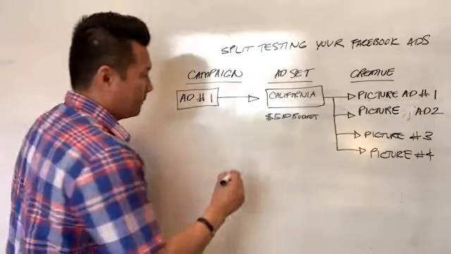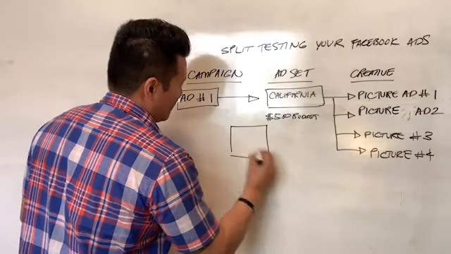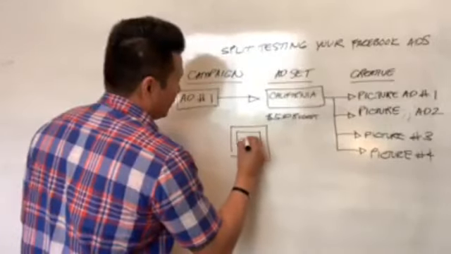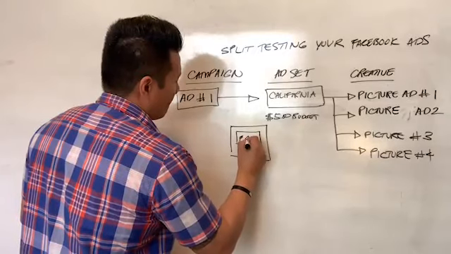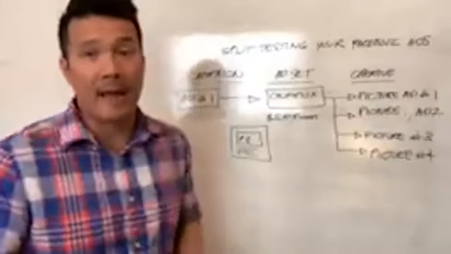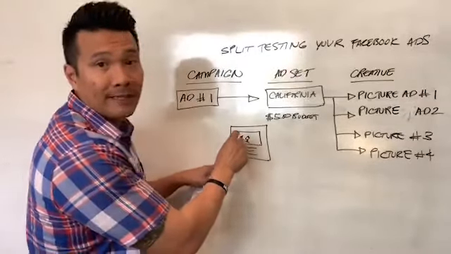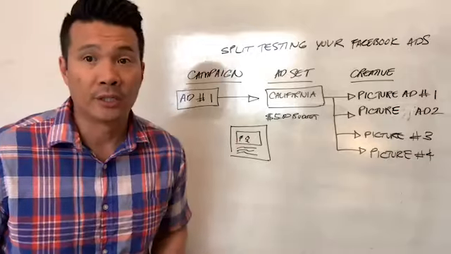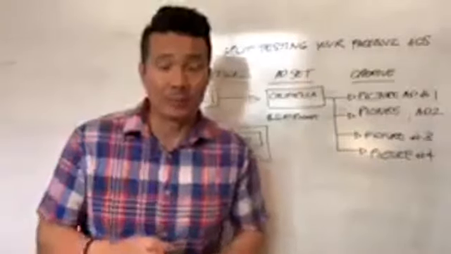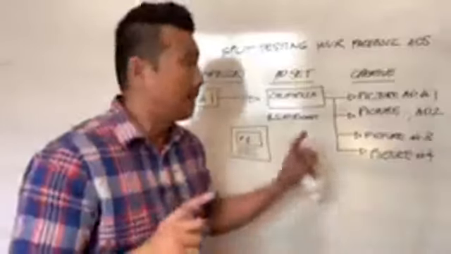Because your ad, see if you can see it here, has a picture, right? And then it has the text and stuff at the bottom and things like that, right? So at this point, the only thing we're split testing is the actual picture. The first thing you need to split test is the picture.